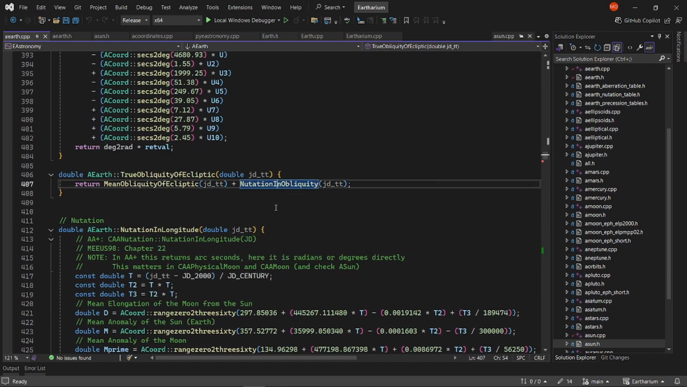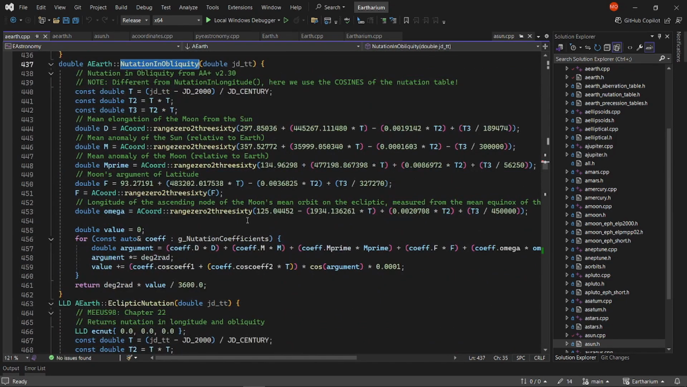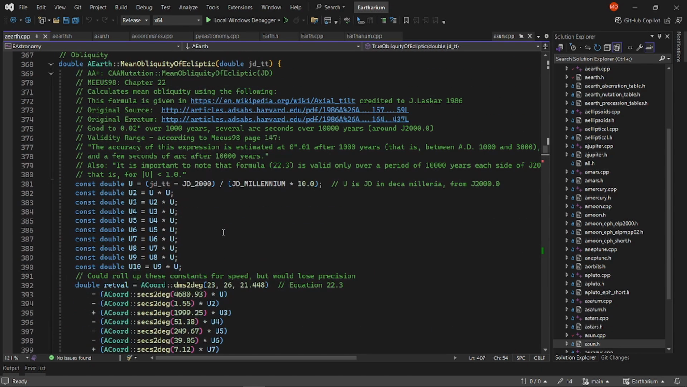And then we have the nutation in obliquity that we apply to go from mean to true obliquity of the ecliptic, and we can have a look at the formulas here as well. There's a pause button, I'm sure, so you can pause and look if you want to read the details of how that's calculated.